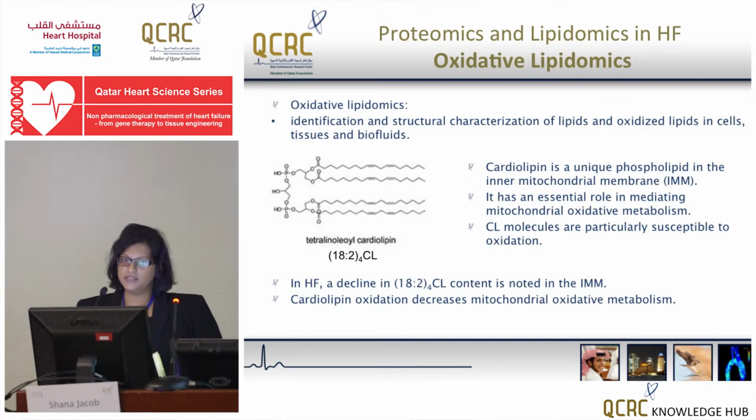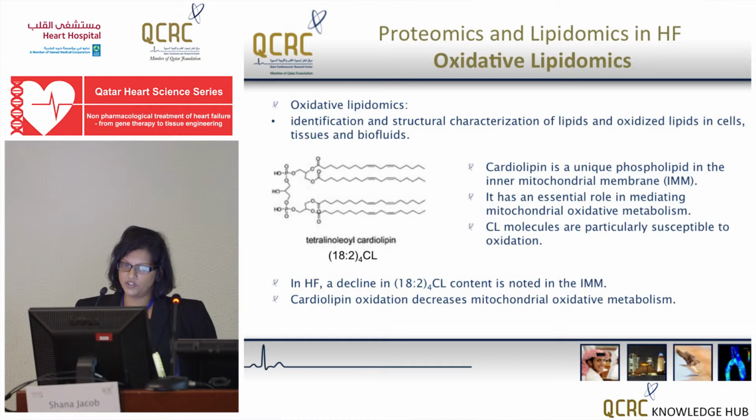Oxidative lipidomics is the identification and structural characterization of lipids and oxidized lipids in cells, tissues, and biofluids. One particular lipid which is highly prone to damage by reactive oxygen species is cardiolipin. It's a unique phospholipid in the inner mitochondrial membrane only, and it has an essential role in mediating mitochondrial oxidative metabolism.